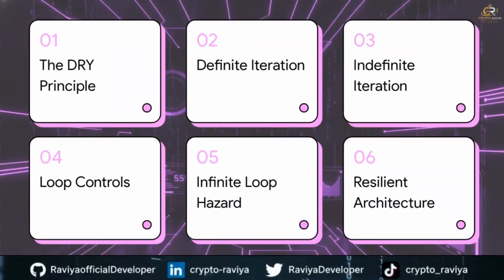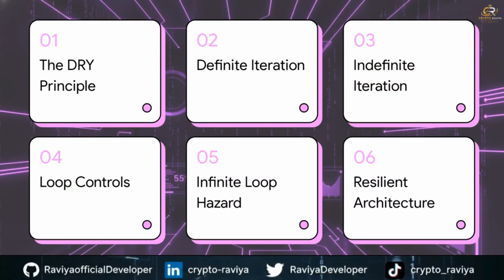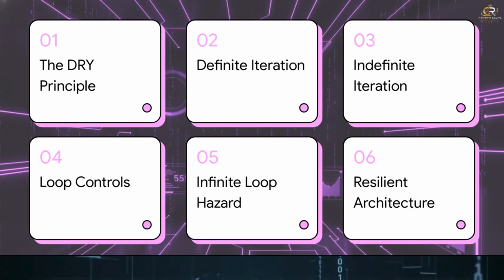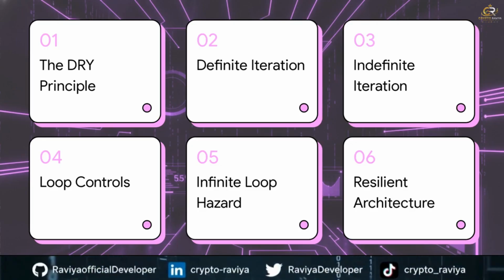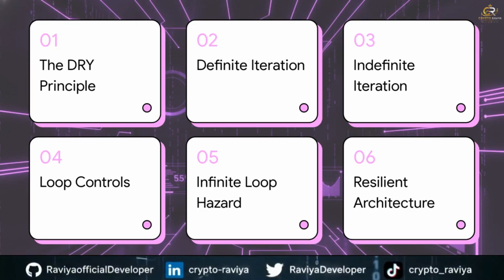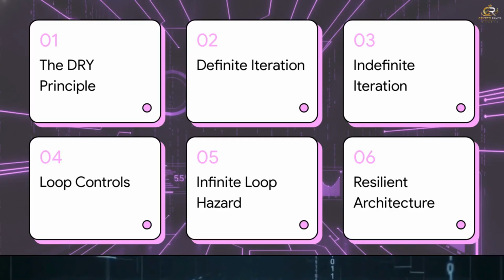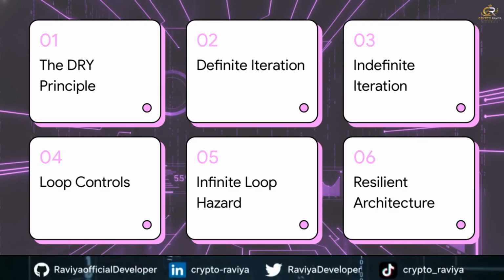Here's a quick look at our agenda for today. We'll start with the DRY principle, move right into definite and indefinite iteration, explore our loop control statements, tackle the dreaded infinite loop hazard, and finally wrap up with resilient loop architecture.